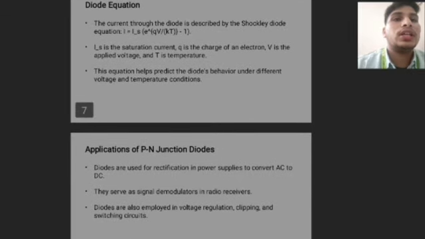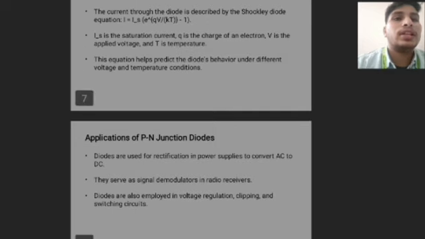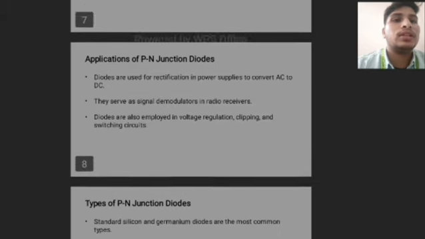Diode equation. The current through the diode is described by the Shockley diode equation, where I_s is the saturation current, q is the charge of an electron, V is the applied voltage, and T is the temperature. This equation helps predict how the diode behaves under different voltage and temperature conditions.